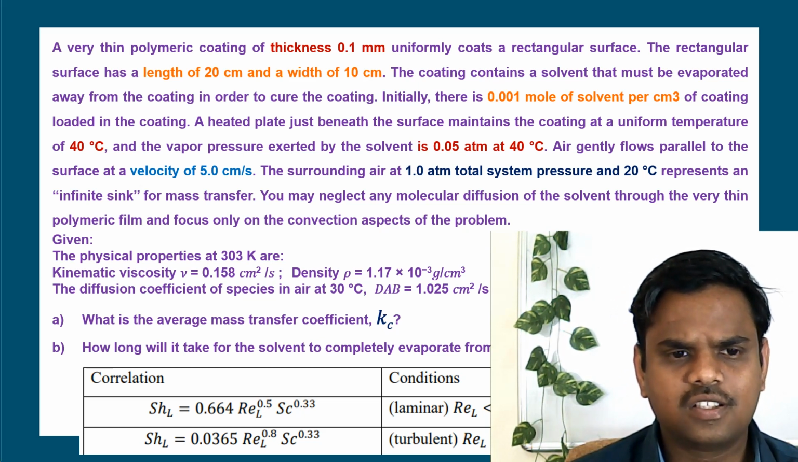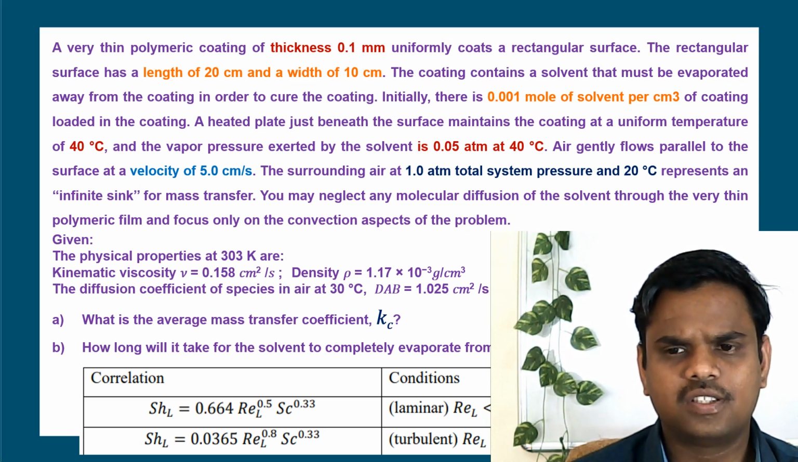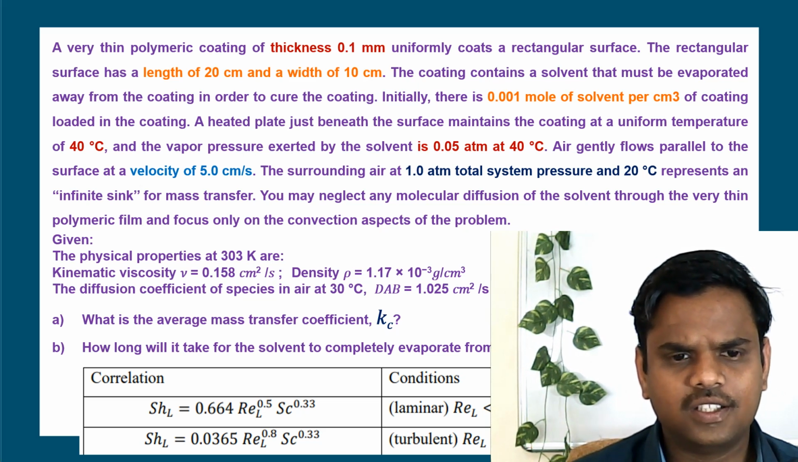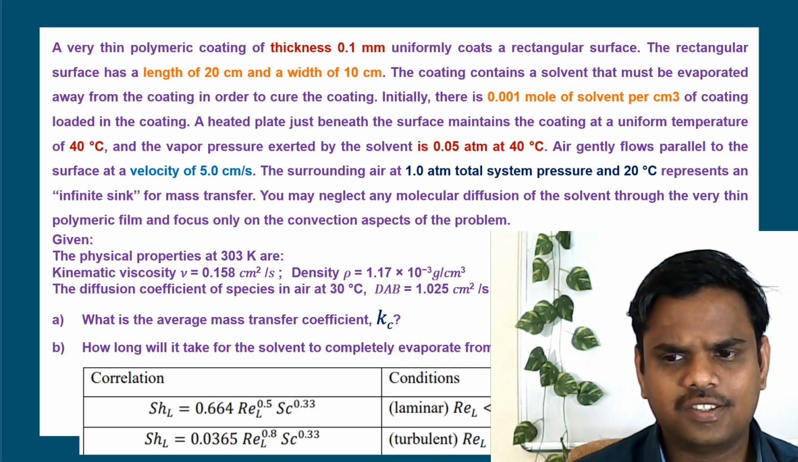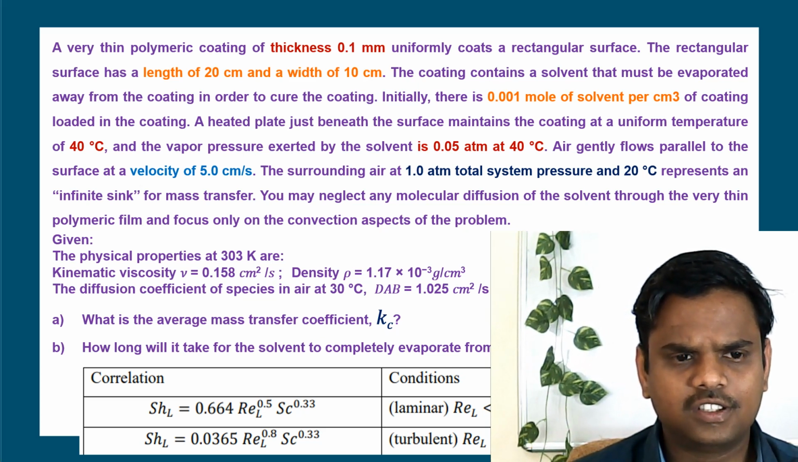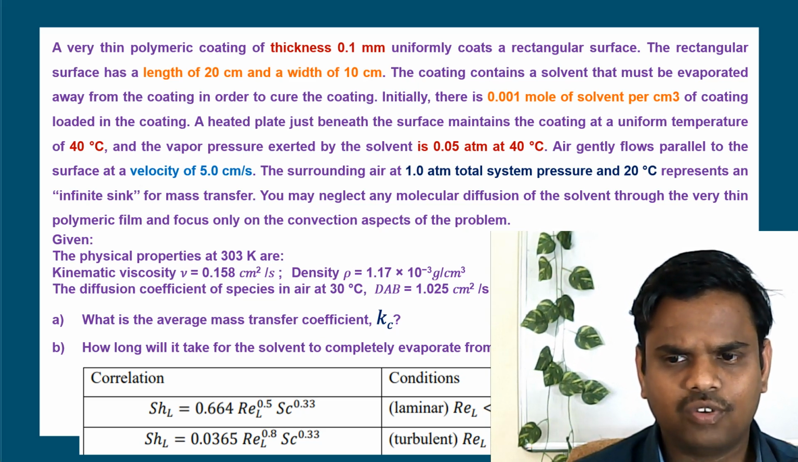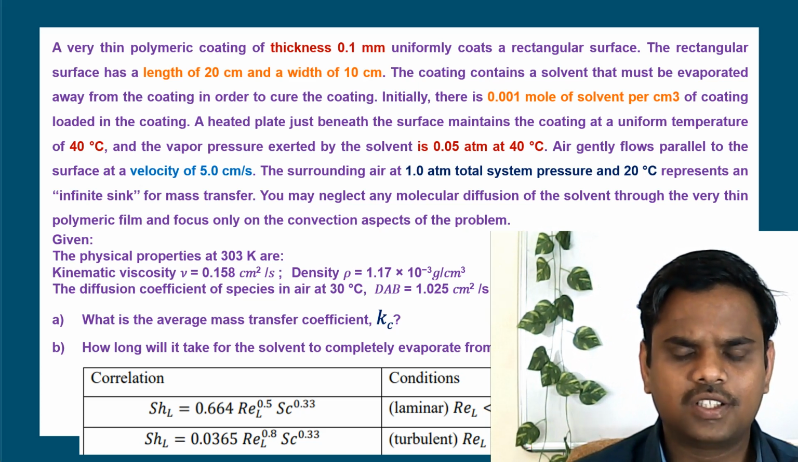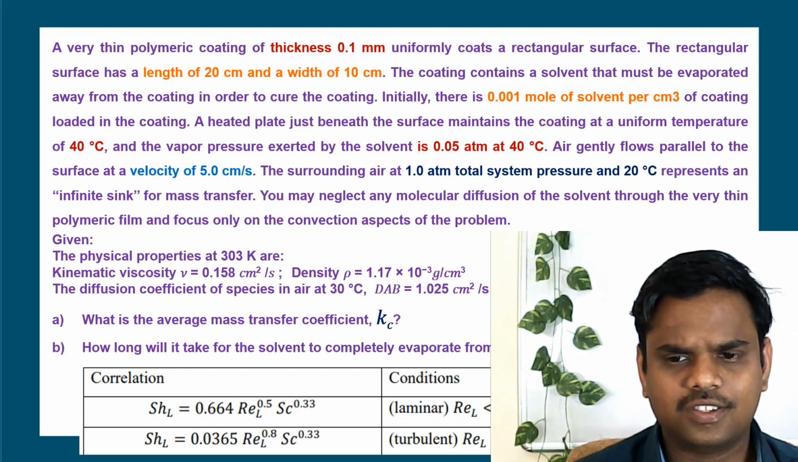Initially there is 0.001 mole of solvent per centimeter cube of coating loaded in the coating. So the initial concentration is given. A heated plate just beneath the surface maintains the coating at a uniform temperature of 40 degrees Celsius, and the vapor pressure exerted by the solvent is 0.05 atmosphere at 40 degrees Celsius.